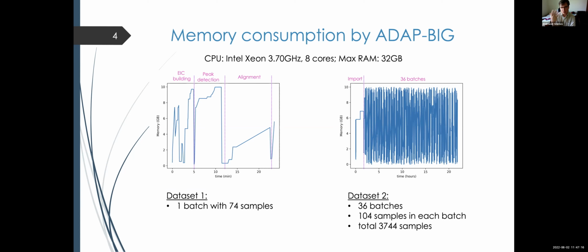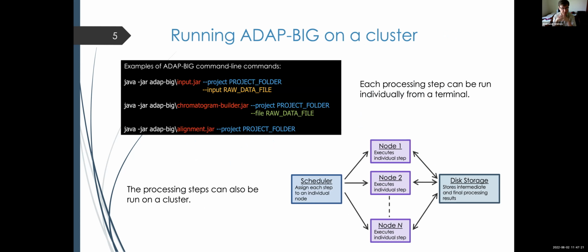And if we want to speed up our processing of multi-batch data, we can install AZP-Big on a cluster of computers. As I mentioned earlier, you can run AZP-Big through a graphical user interface, or you can install and run AZP-Big through a terminal. So here you can see some examples of commands on the left. And basically, after installing it on a cluster, we can really parallelize the whole process and process multi-batch studies much faster.